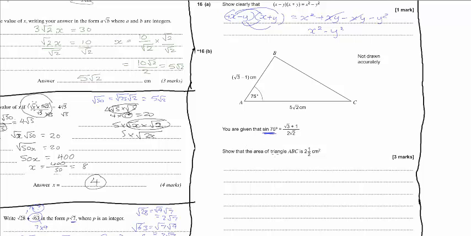And it goes, show that the area of the triangle ABC is 2.5 centimeters. Now with this one, most people would think, oh, I need to do half times base times height. So they might be tempted to say, half times that base, 5 root 2, times height. In reality, if you want to do it like that, you would need to know this height. It's the perpendicular height to the base.